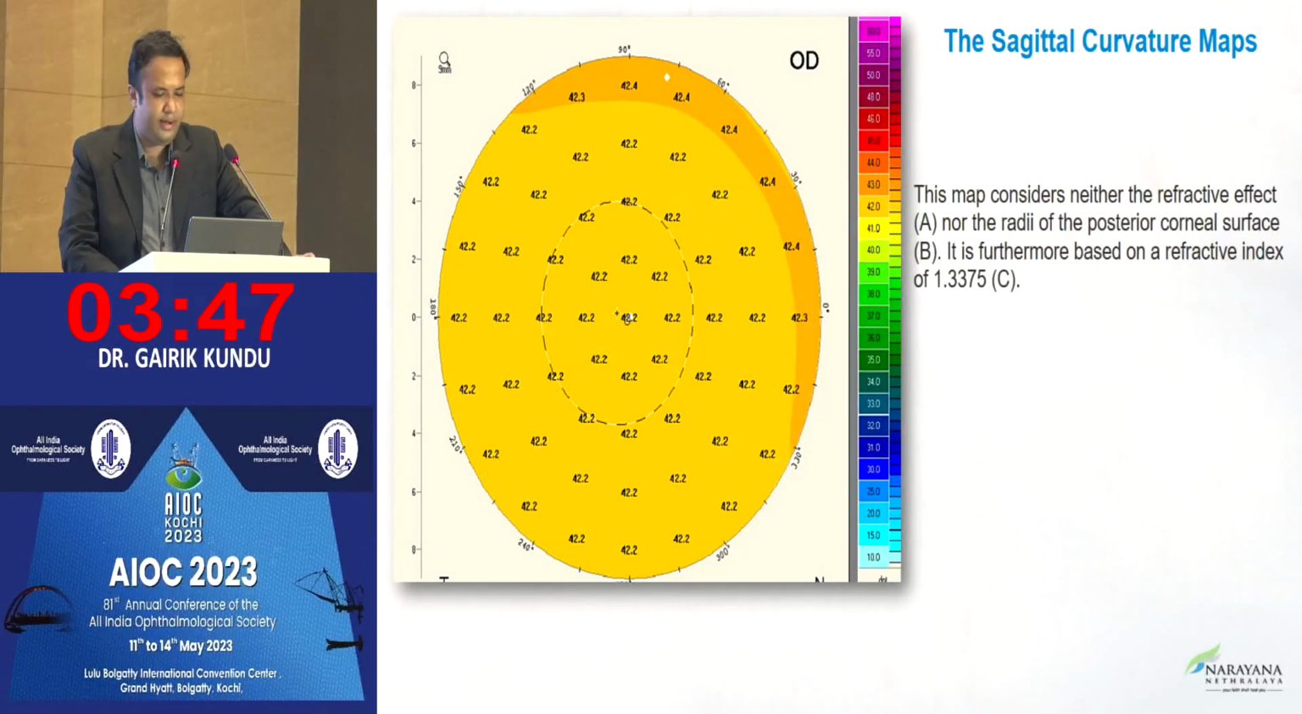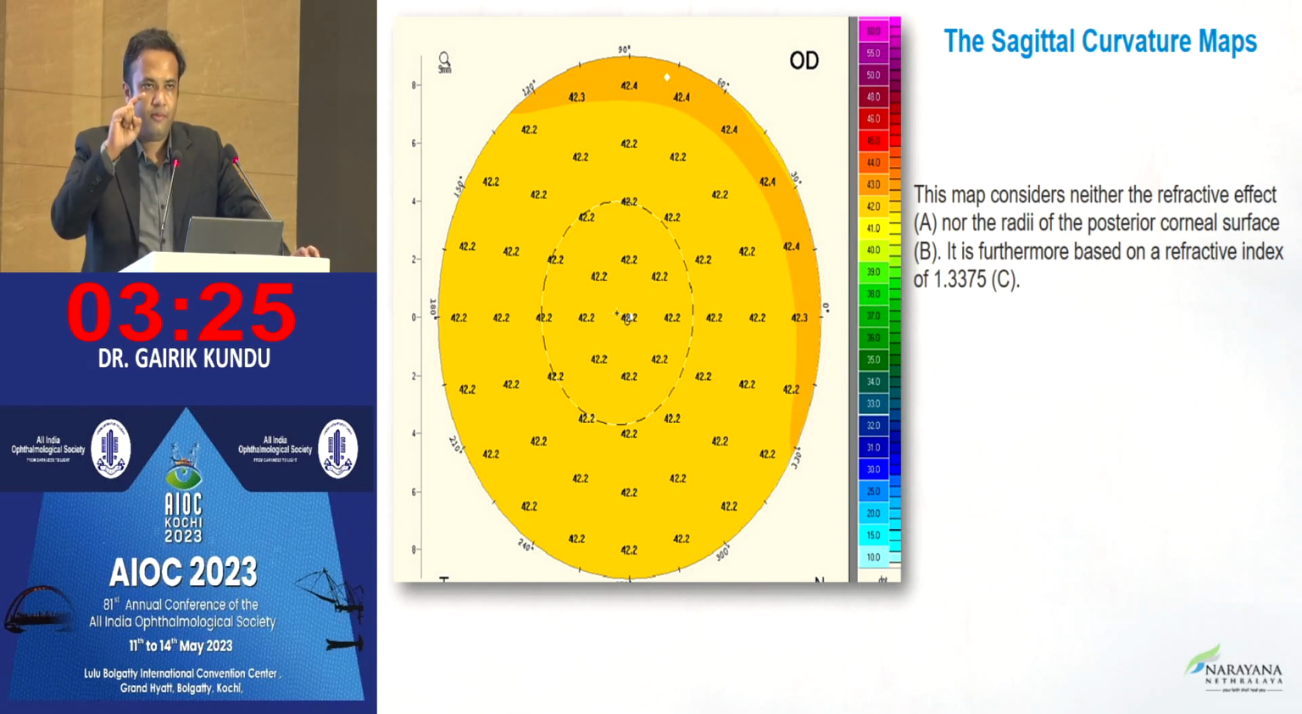So I'll try to simplify what maps there are. Now, whenever you're looking at a sagittal curvature map, you need to understand that these readings are actually the same throughout. Why is that so? It is because this map does not take into account the refractive effect which I spoke about, which is spherical aberration.